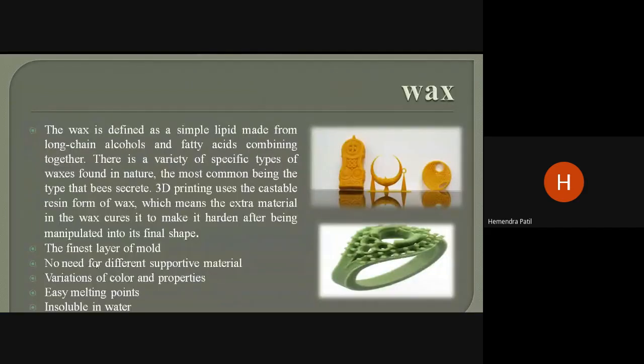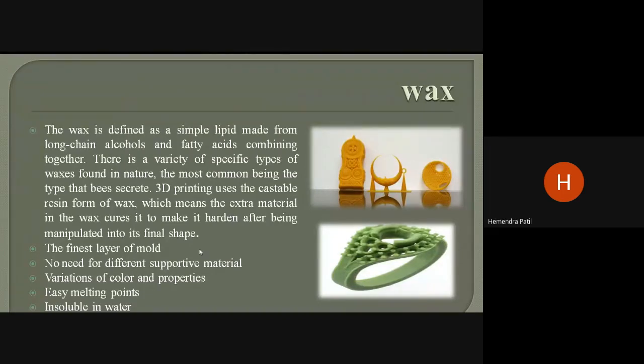Next one here is the wax. The wax is defined as a simple lipid mix, long chain alcohol and fatty acid combining together. There is a variety of specific types of waxes found in nature, the most common being beeswax, and 3D printing uses the castable resin form of wax, which means extra material in the wax to make it harden after being manipulated.